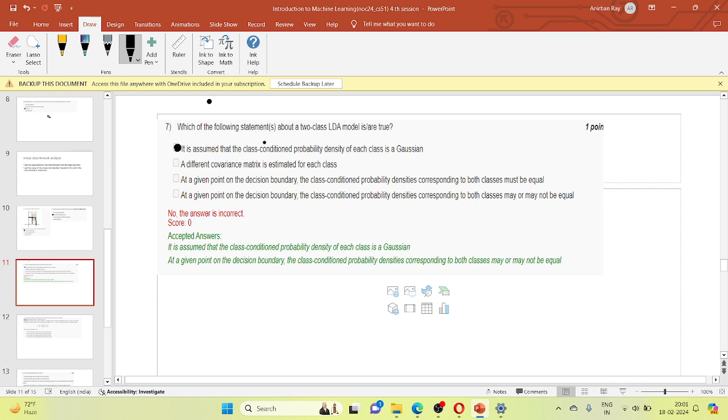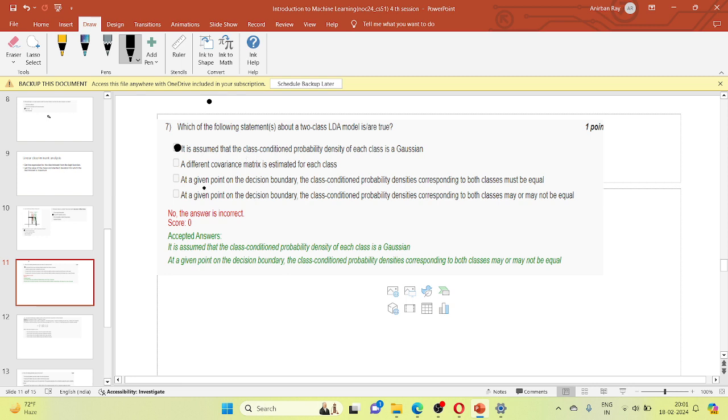The answer is also given. A different covariance matrix is estimated for each class. That is not correct; the covariance matrix will be the same. If the data is one dimensional, the variance term is used. If more than one dimension, then the covariance matrix is used. So, the same covariance matrix.